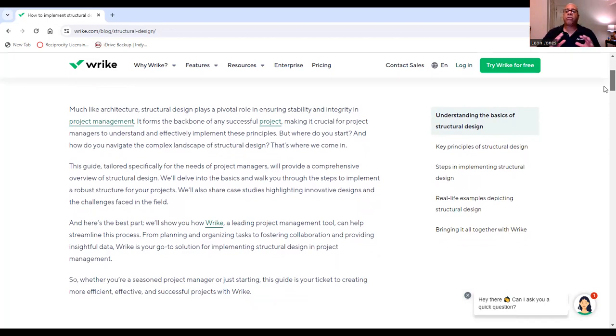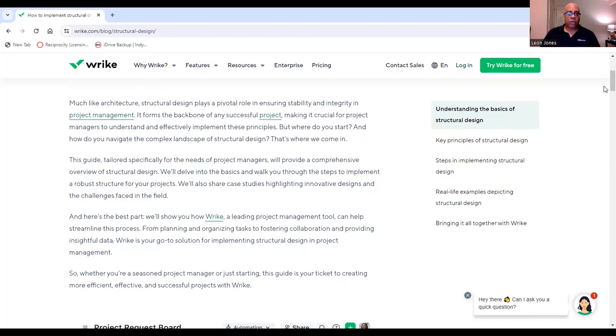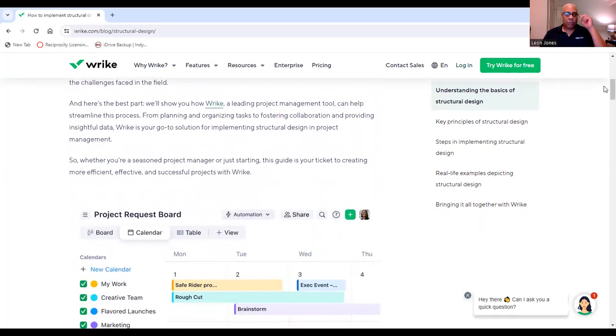And what this information is going to do is provide an overview of structural design. I'm going to get into the basics and help you get through the steps to implement a robust structure for projects. There are going to be case studies that highlight innovative designs and challenges in the field.